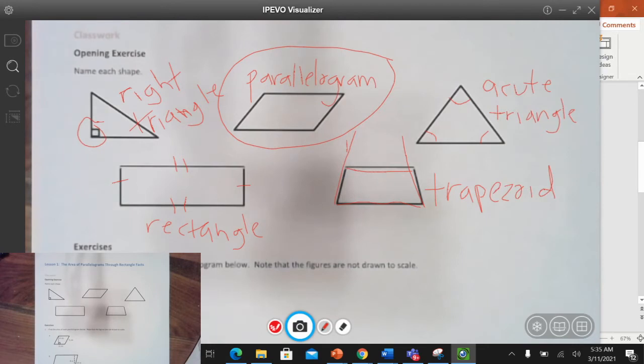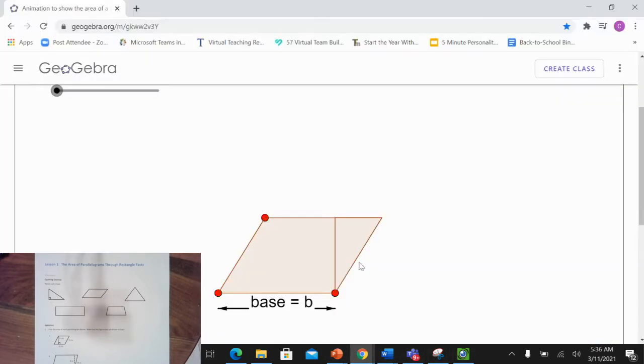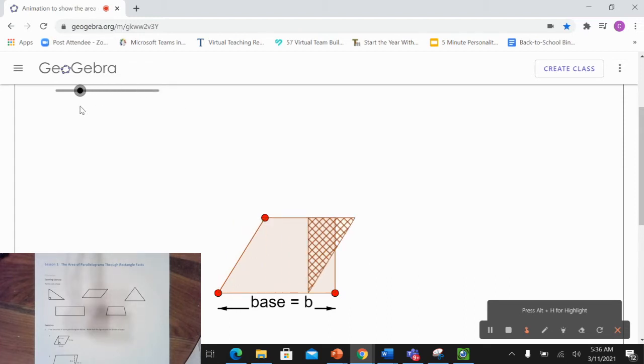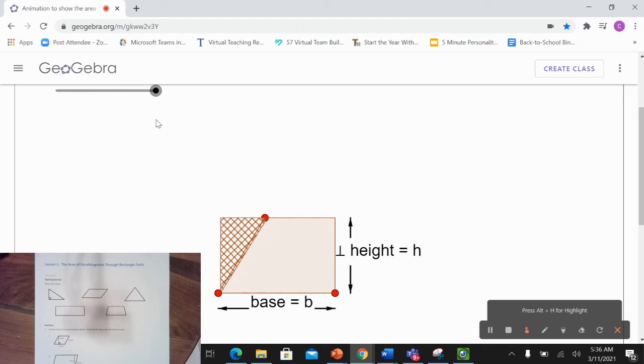So if we look closely, a parallelogram is very similar to a rectangle. It's just a little bit shifted. So if we look here, we see that this is a rectangle. This is a parallelogram. So notice rectangle, parallelogram. So if we take that shifted side over and we move it, we don't change anything about the shape, we just move it over to the other side, we end up with a rectangle.